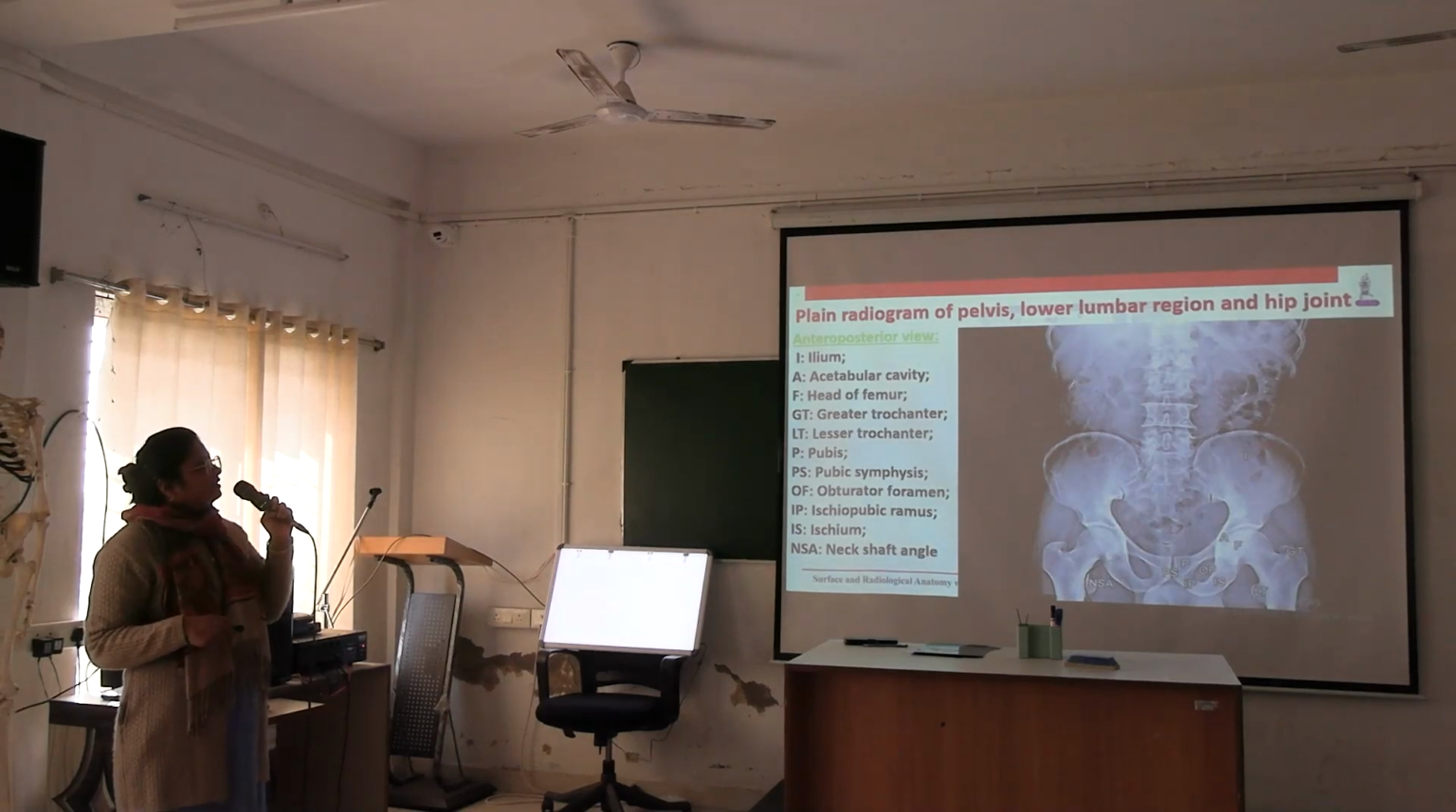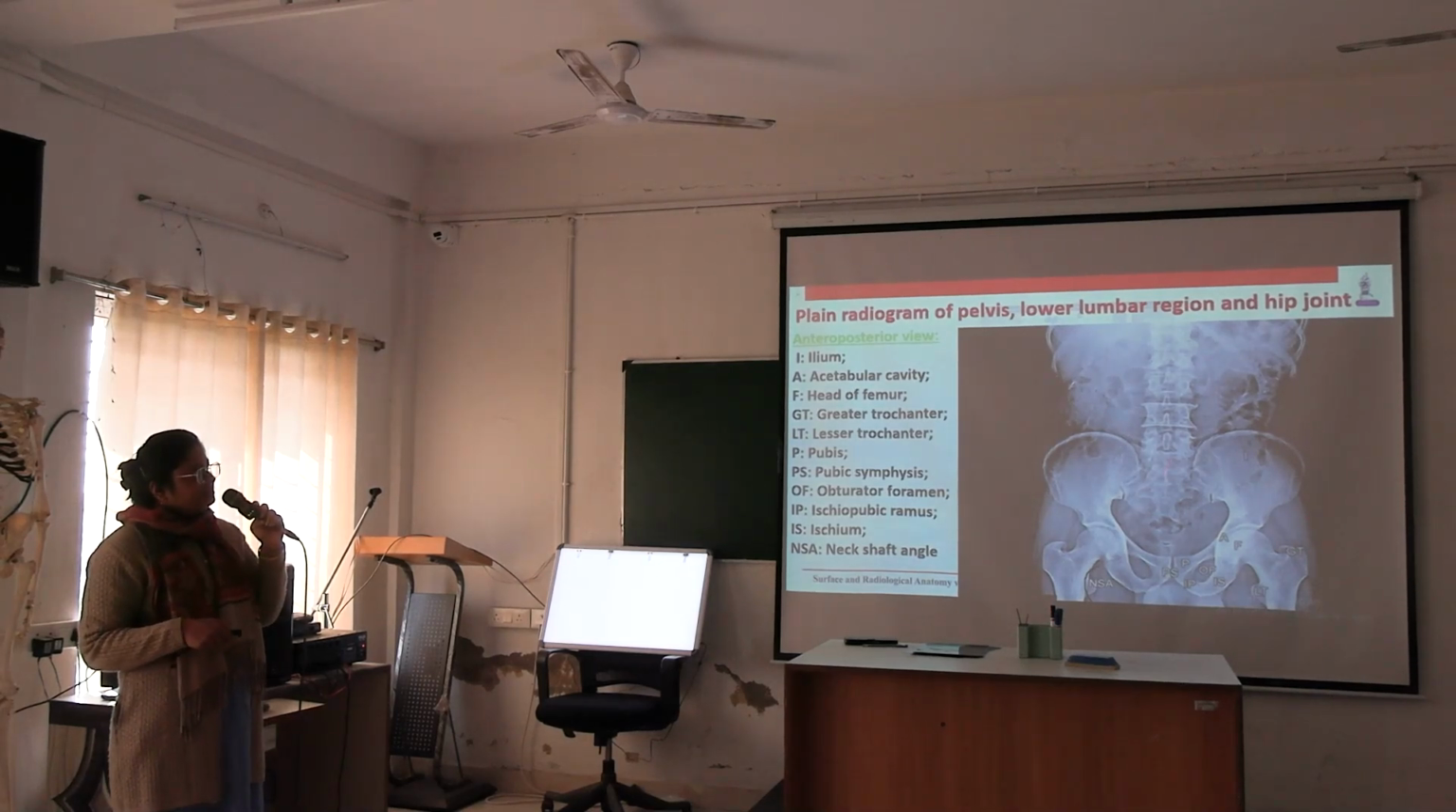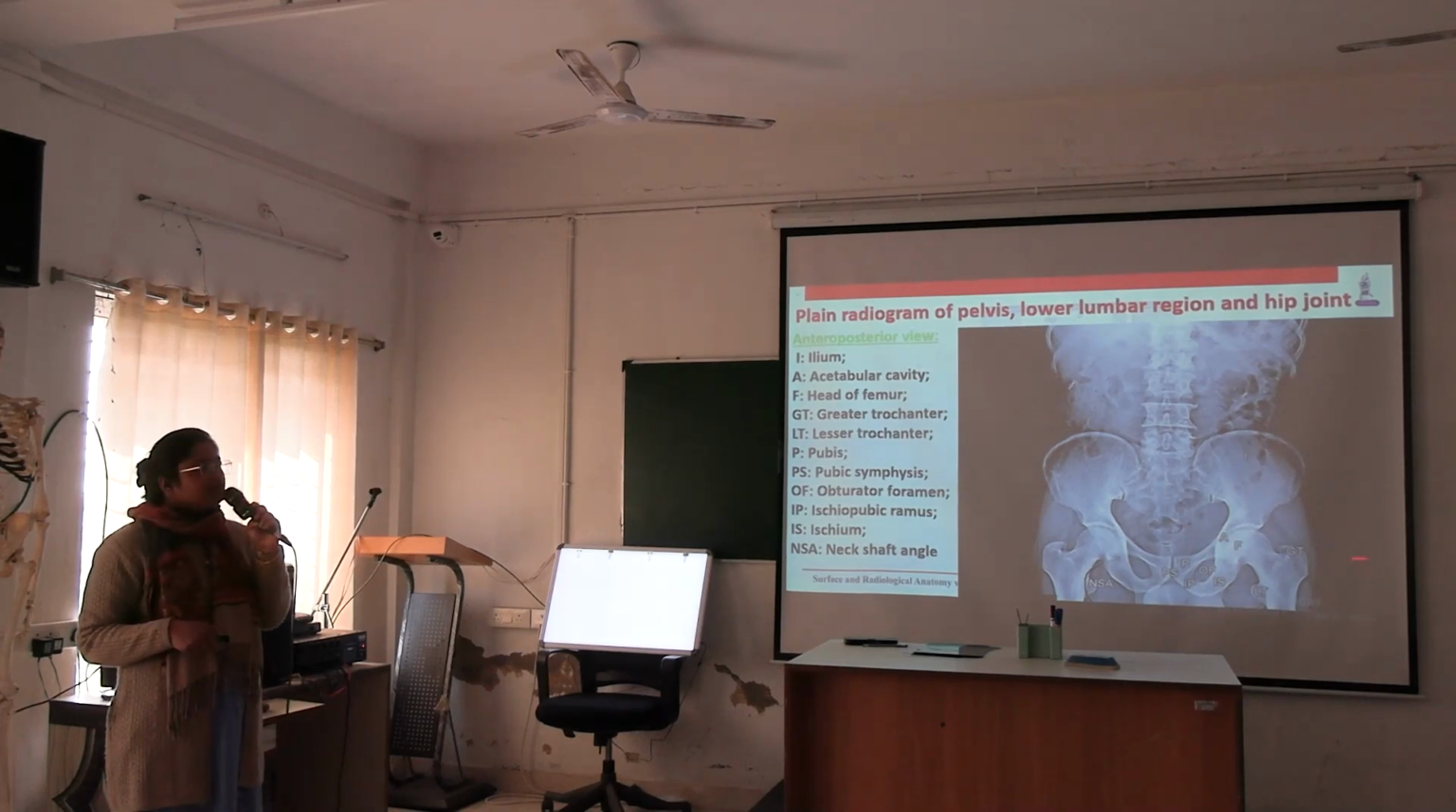Okay, understood? See here, first one is plain radiogram of pelvis, anterior-posterior view. It is also showing the lower lumbar region and the hip joints. See what structures you can see here. This part is ilium. Here is the ischium, here is the pubis. Here is the acetabular cavity where the head of the femur is articulating to form the hip joint. This is neck of femur, this is greater trochanter, here is the lesser trochanter of the femur, and this is shaft of the femur. This foramen is the obturator foramen.